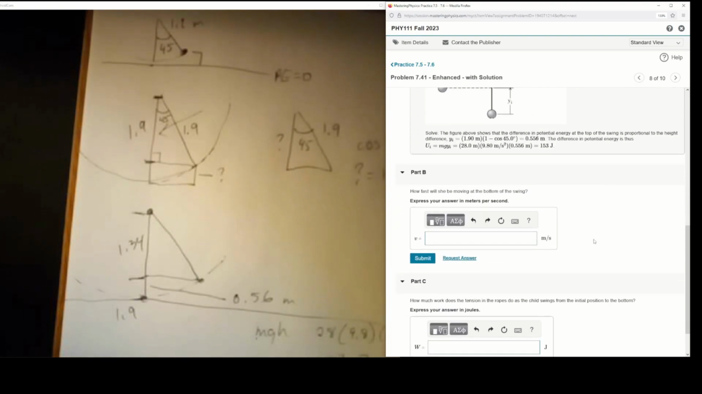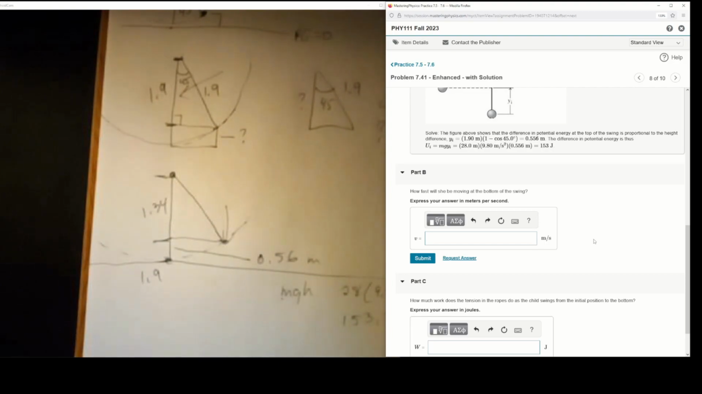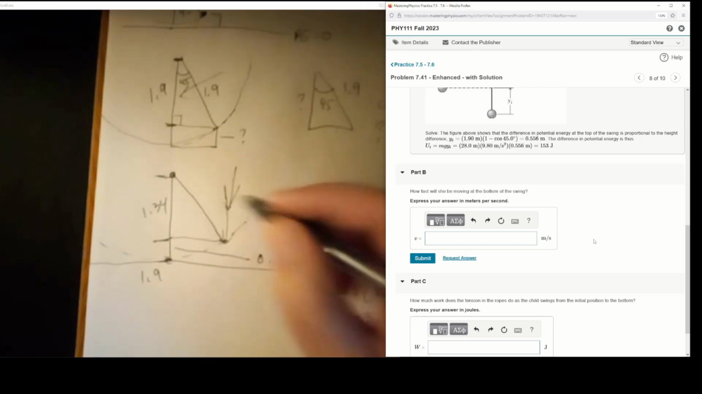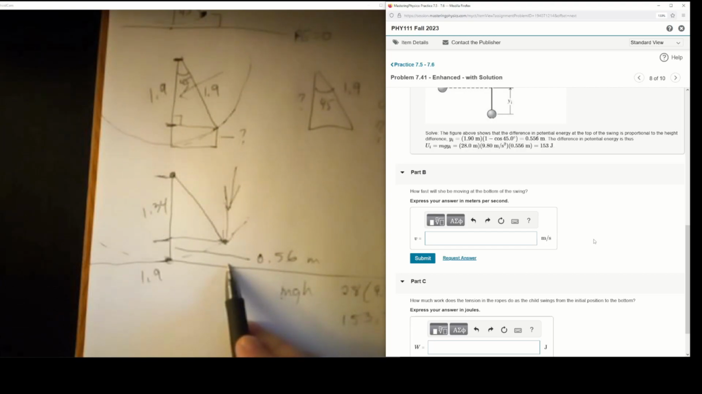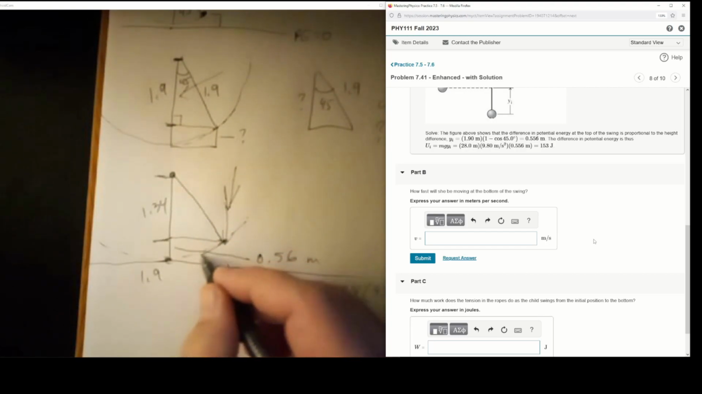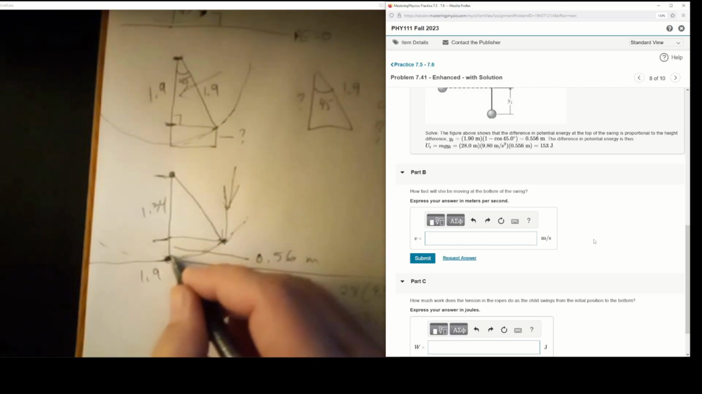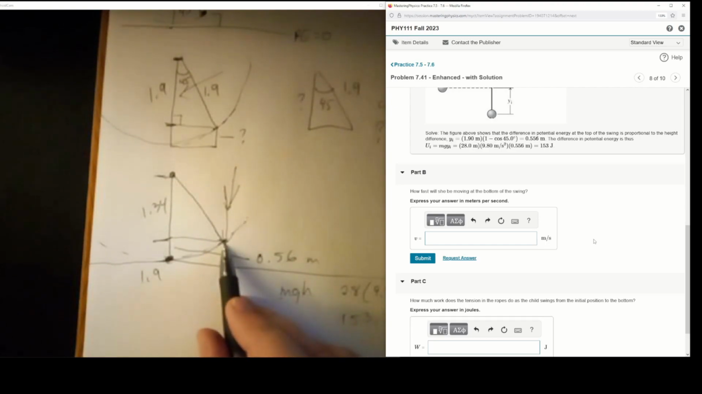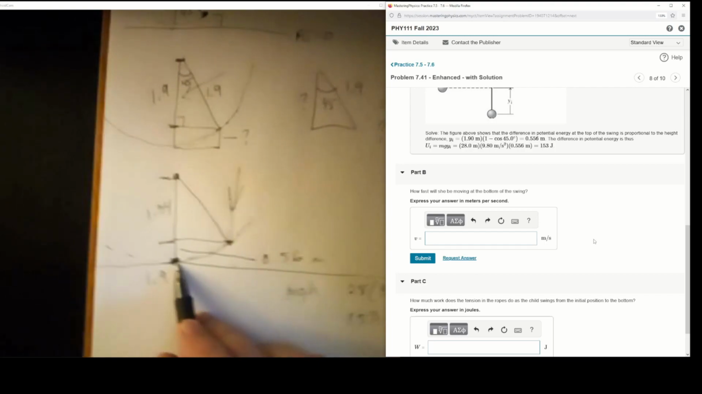Part B, how fast will she be moving at the bottom of the swing? Okay, so she's starting, I keep saying she. Is it a she? Yeah, they do say she this time. How fast will she be moving? So she's starting right here. Here's where she's starting, right here, 0.56 above the ground. She's going to swing, and her butt's going to scrape against the ground because that's our assumption here. And so all her potential energy will convert to kinetic.